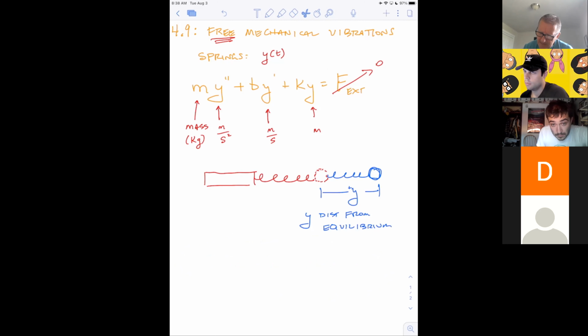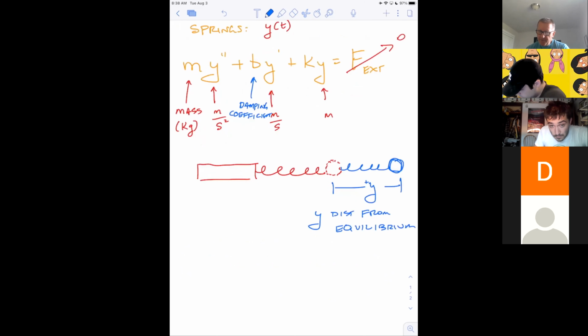So what does this be? Now I told you this the other day, but unless you have a photographic memory, you wouldn't remember what that was. And I don't either. I'm staring at it right now. That's the damping coefficient. It's close. That's the damping coefficient.